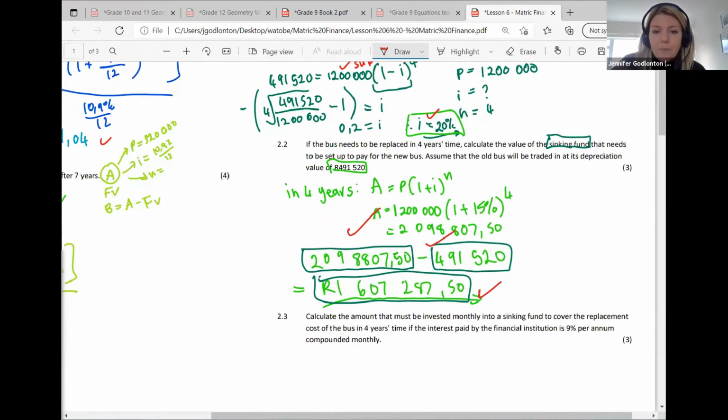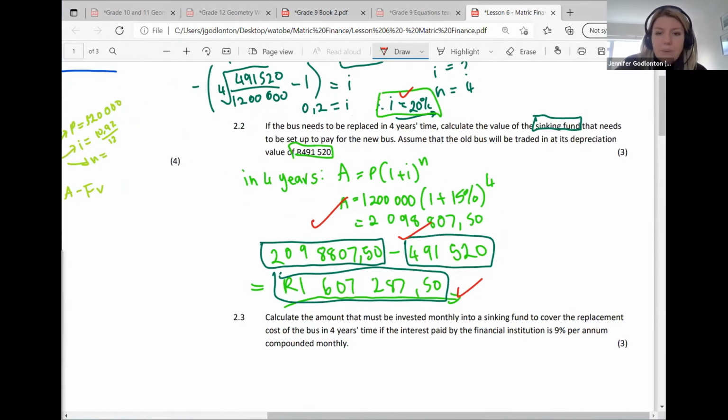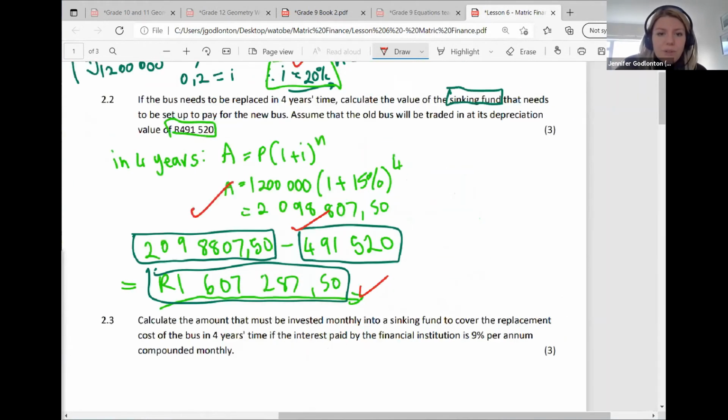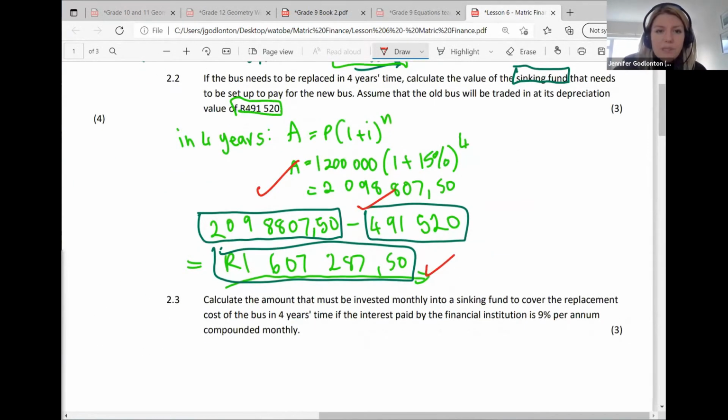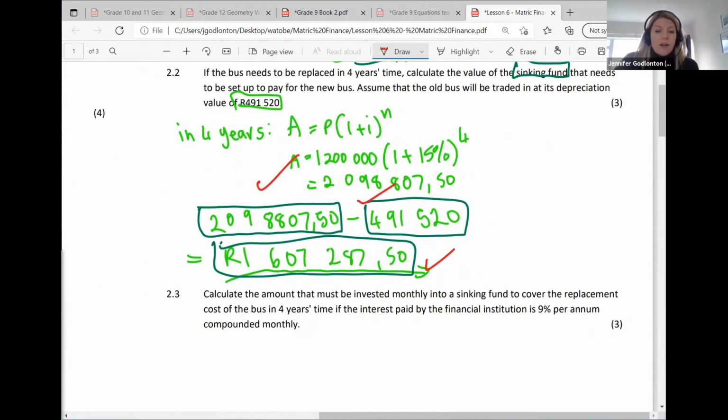Okay. All right. The last question, we only need to have question 2 to help us as we're working through question 2.3. Calculate the amount that must be invested monthly, so the monthly repayments, into a sinking fund, so into a savings account, to cover the replacement cost of the bus in 4 years' time, if the interest paid by the financial institution is 9% per annum compounded monthly.